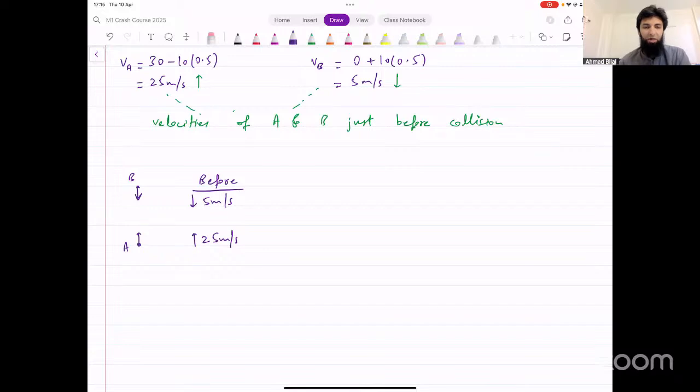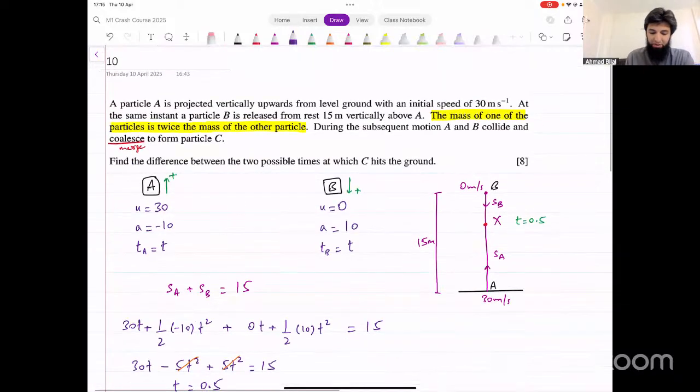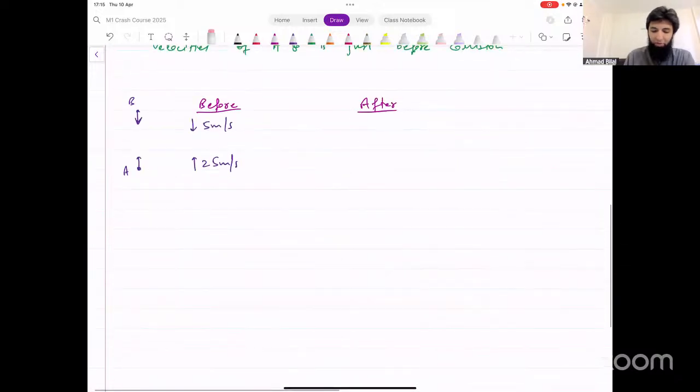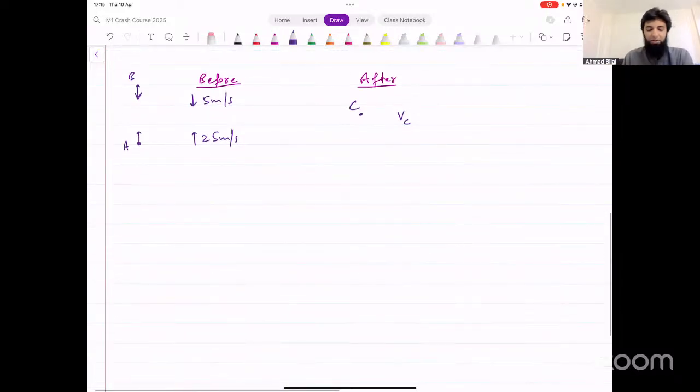What happens after collision? After collision, A and B coalesce, and they become one single object. That's what they're saying. It becomes one single object, particle C. So after collision, we have one particle, that's particle C. We don't know what its velocity is. Let's just call that VC, velocity of C. And we need to apply conservation of momentum on this now. How do we do that? Momentum before collision equals momentum after collision.